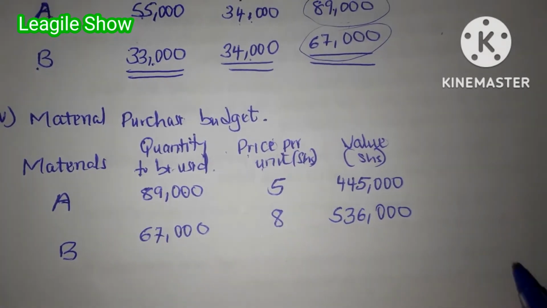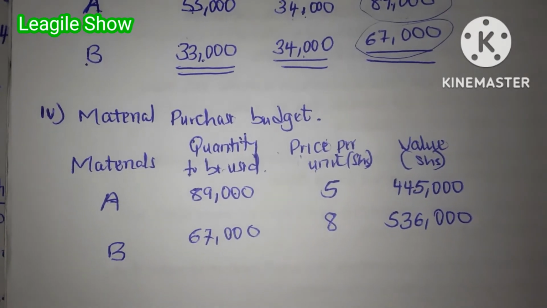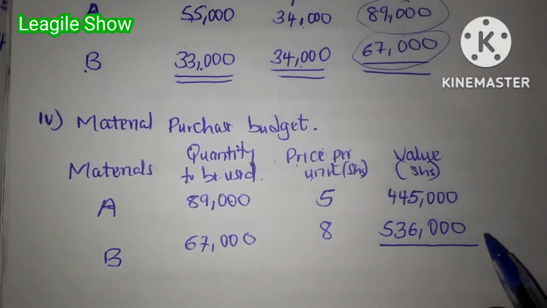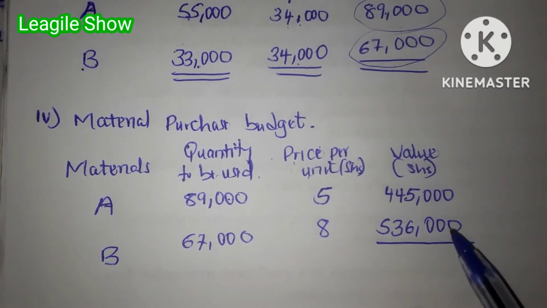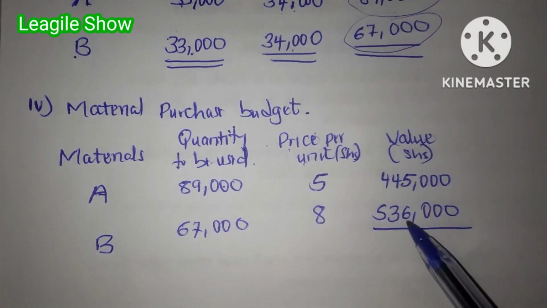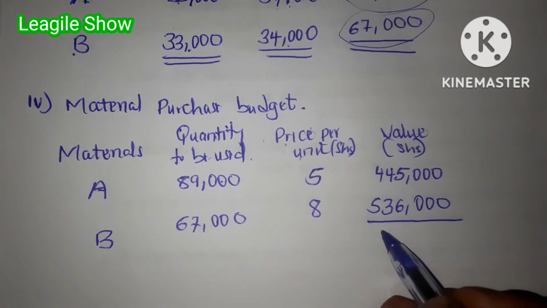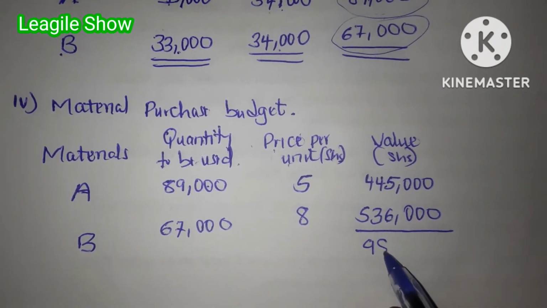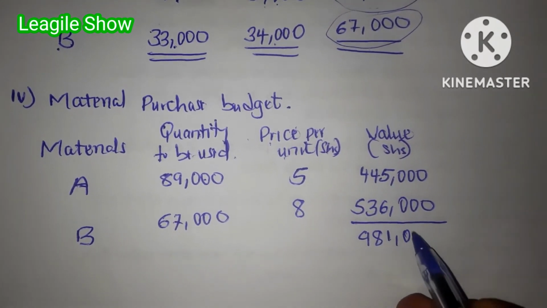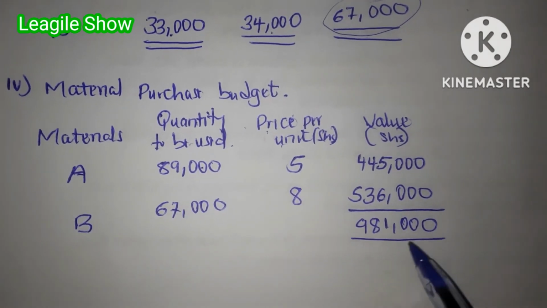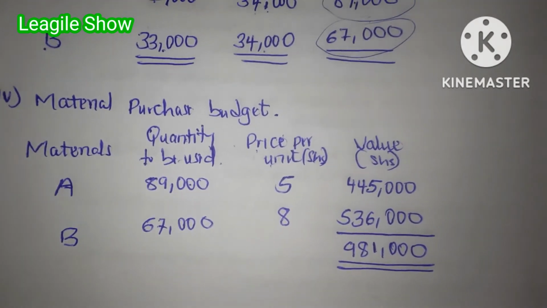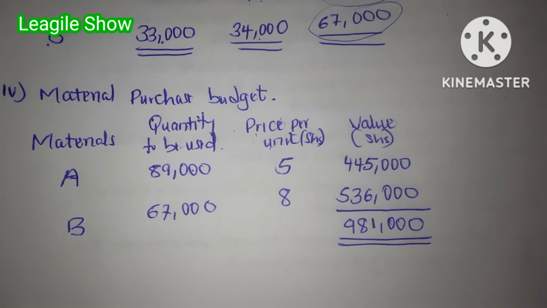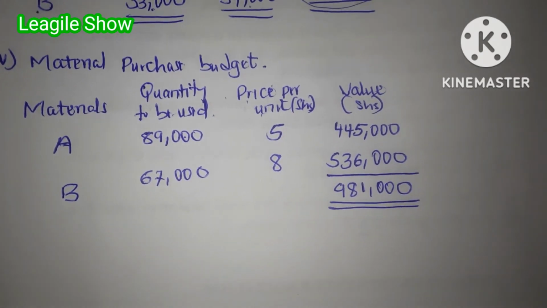Now to complete our purchase budget, we are going to add these for material A and material B, this one plus this. What are we having? If you feed that into your calculator, you will get about 981,000, and we double underline. So that is our material purchase budget.